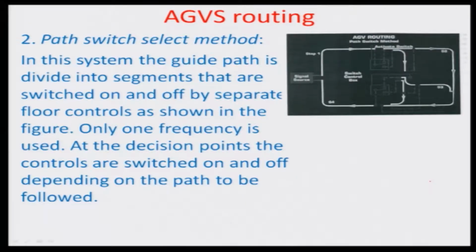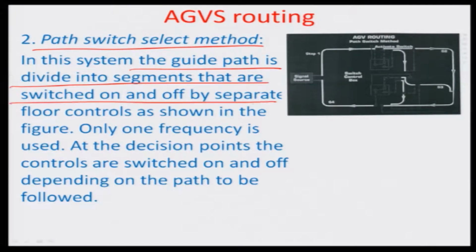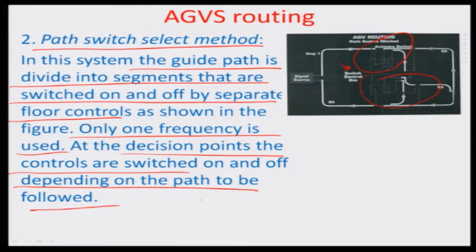The other is the path switch select method. In this system, the guide path is divided into segments that are switched on and off by separate floor controls. You can see here there is a control for this part of the path, and another control for this part of the path, and there is some kind of control switch box which can cater by switching on different segments of this path. Only one frequency is used in this case, so you need not install a barcode or some other additional scanning installation. At the decision point, the controls are switched on and off depending on the path to be followed, so that the correct tracking of the AGVS can happen at the decision point.